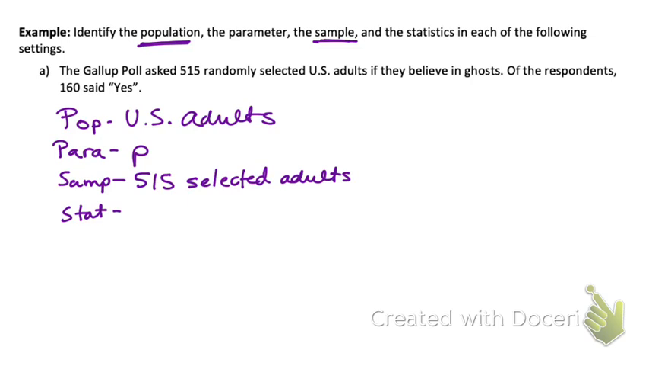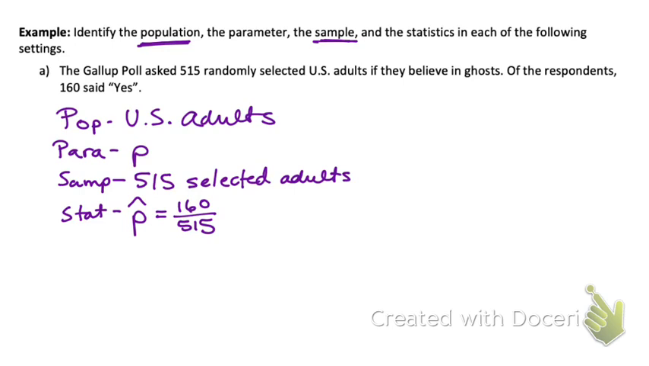Now, what statistic estimates P? P hat. But we were actually told the numbers, so we can say what P hat was. It was 160 over 515.